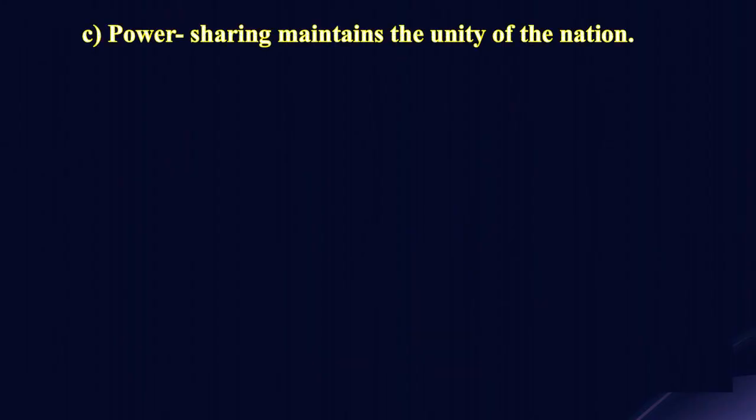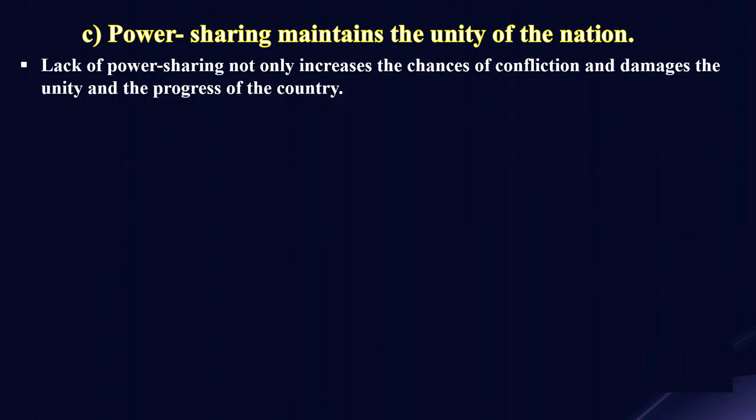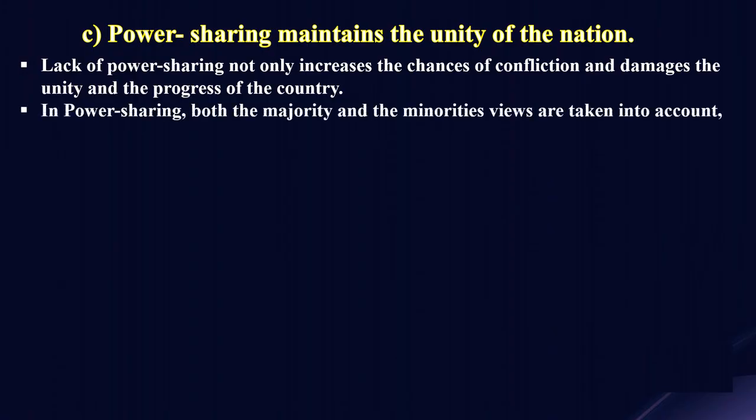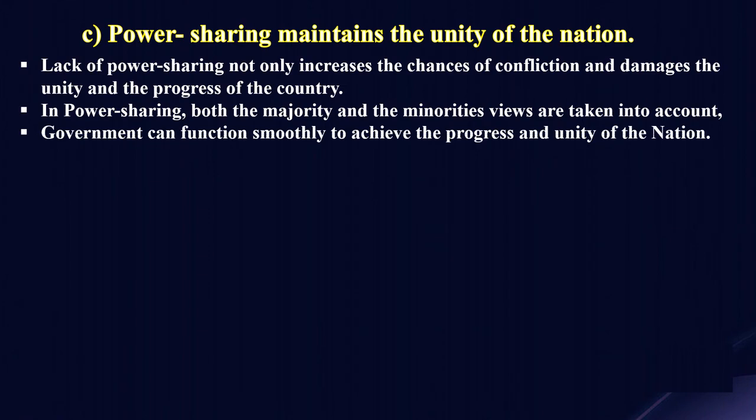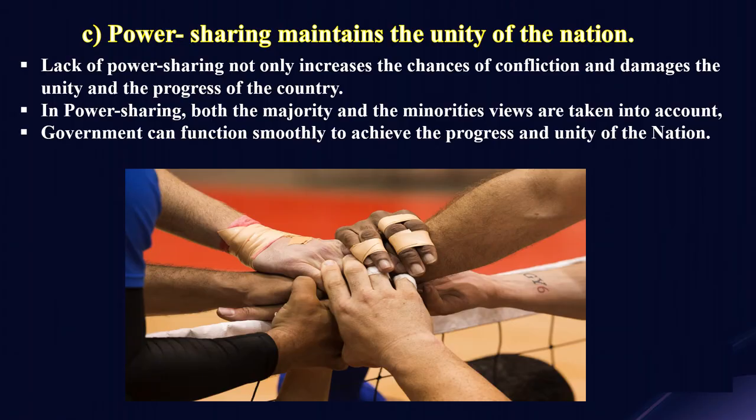The third prudential reason is power sharing maintains the unity of the nation. Lack of power sharing not only increases the chances of conflict between the majority and minority, but also damages the unity and the progress of the country. When power sharing is adopted by a democratic country, both the majority and minorities' views are taken into account. The people of all communities are more satisfied with the government, and the government can function smoothly to achieve the progress and the unity of the nation.